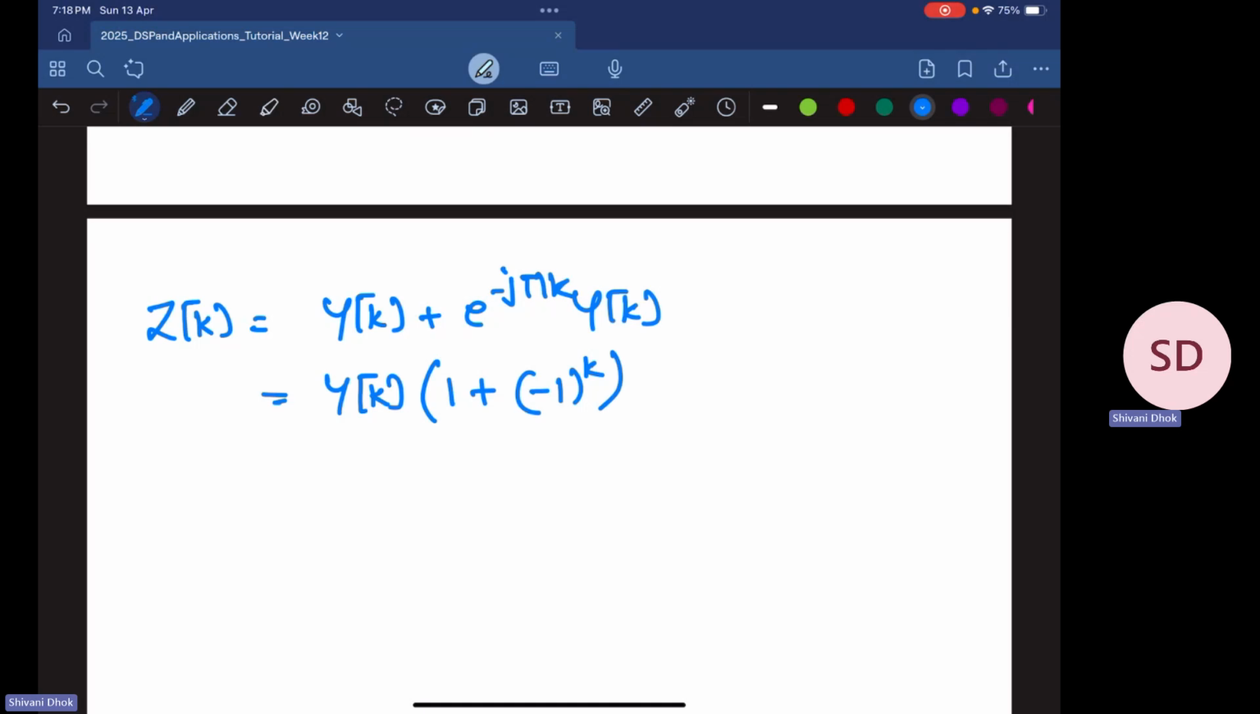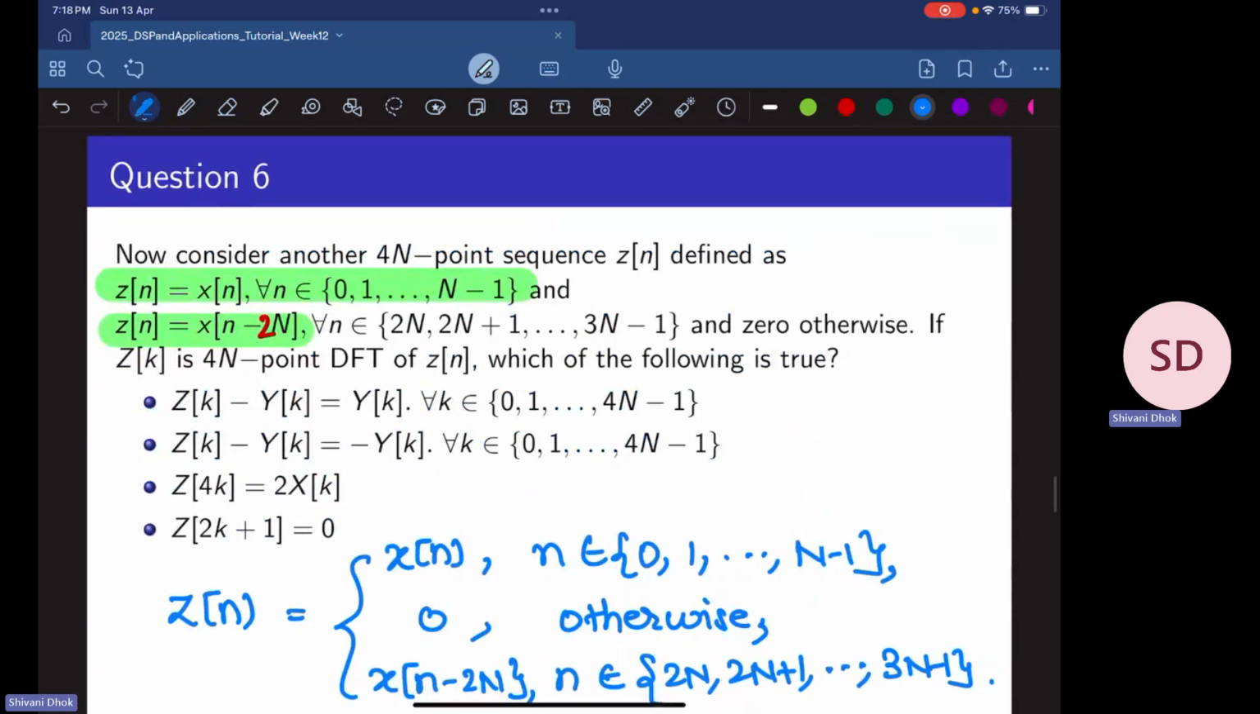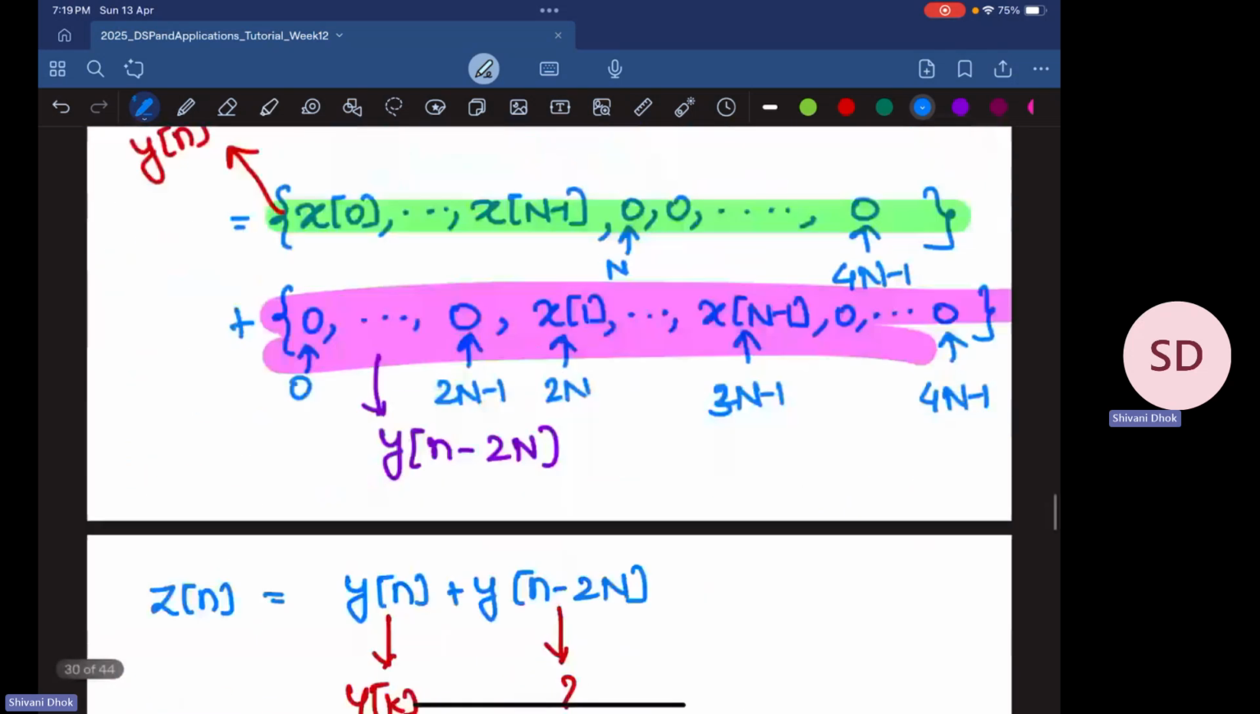Okay, so now I have z of k here. Let me go back to the options. So z of k is 1 plus minus 1 to the power k into y of k. So this is not there. This also is not there. Z is not 0 even if I shift it. And now we have z of 4k to be found out.